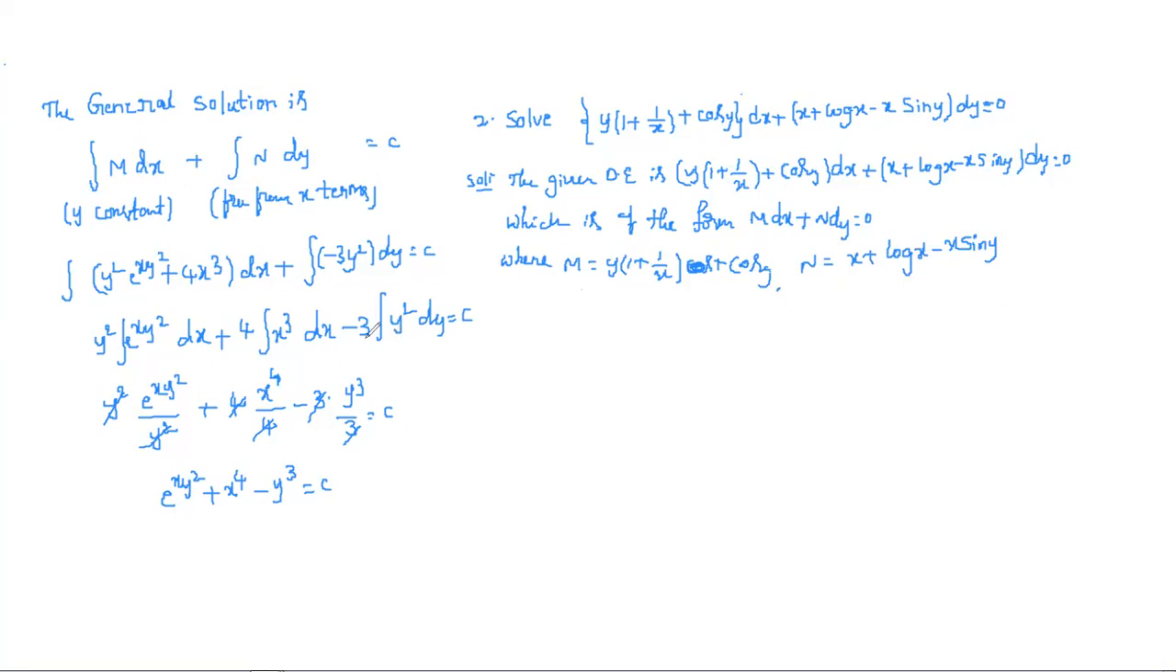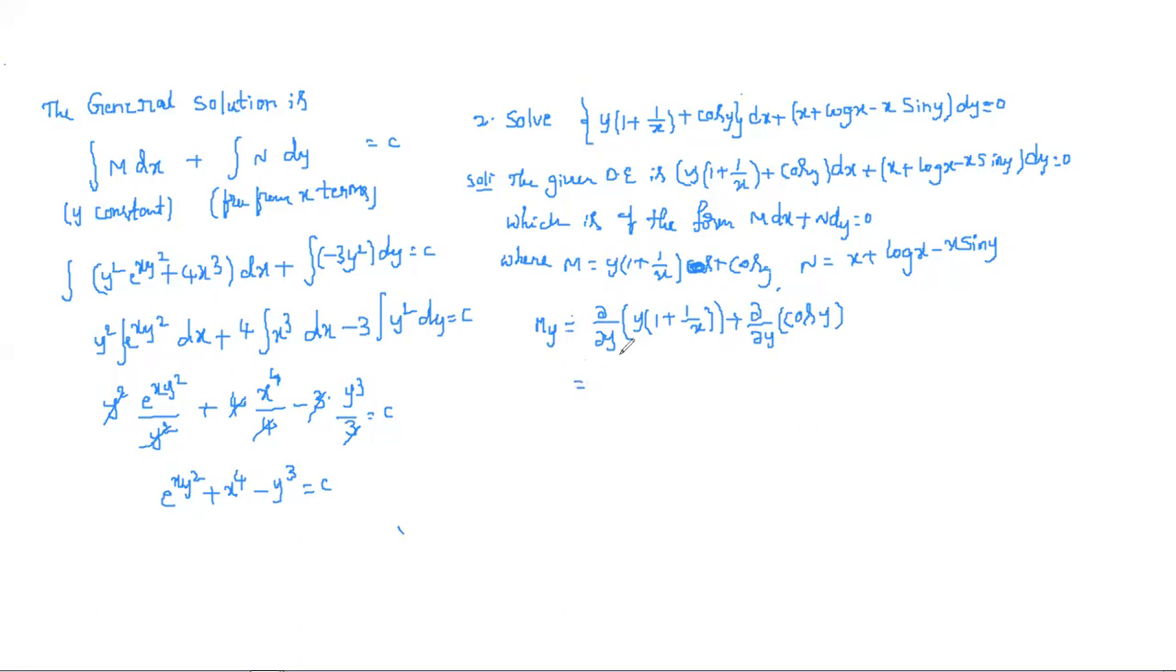Now what is the condition we need to check? Dou M by dou y is equal to dou N by dou x or not. So we apply the partial derivative of M with respect to y. One more thing: if we are differentiating with respect to y, x is a constant. So dou by dou y of y into 1 plus 1 by x, plus dou by dou y of cos y.